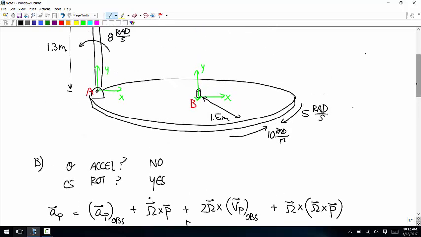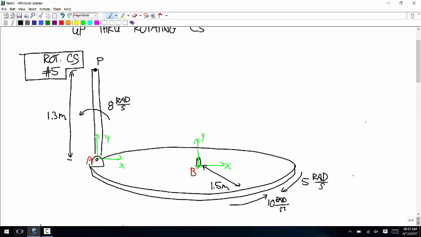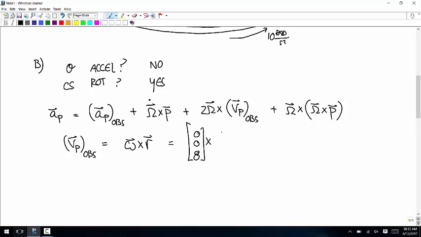And what's the definition of the r vector? Yeah, from the center of the circular motion to the point that you care about. So the r vector goes from A to P. That's just 1.3 in the y direction. So that's 0, 1.3, 0. And the cross product set is 8 times negative what? Negative 10.400.